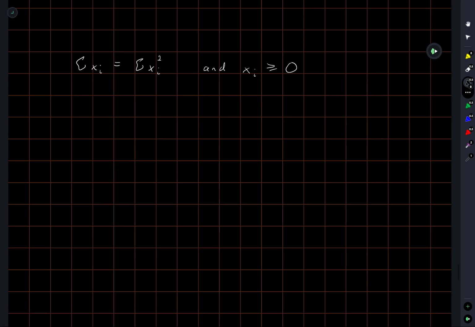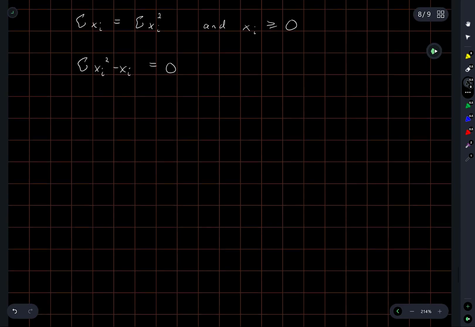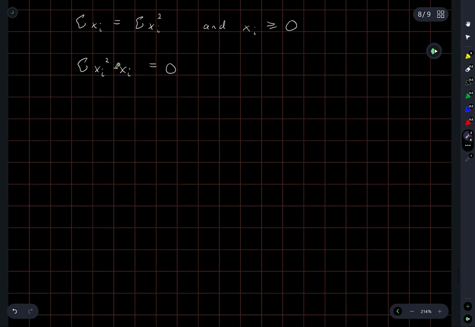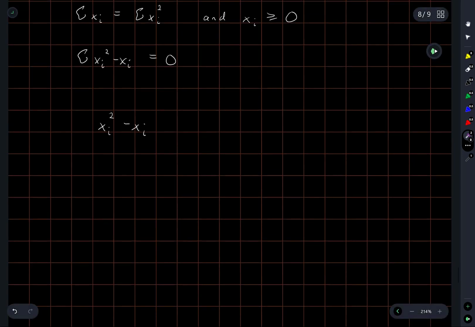Now this first equation, I'm going to rewrite as the sum of xi squared minus xi is equal to 0. And then what I want to do is look at each individual term in this sum and think about what it could be equal to depending on the value of xi. So let's take out one term in this sum, like this. And first, I want to think about the sign of this number, depending on the value of xi. And that's going to depend on whether xi is greater than 1 or less than 1.